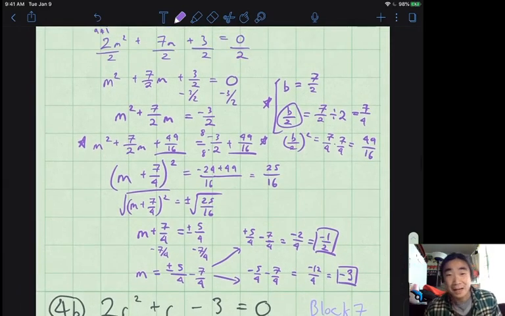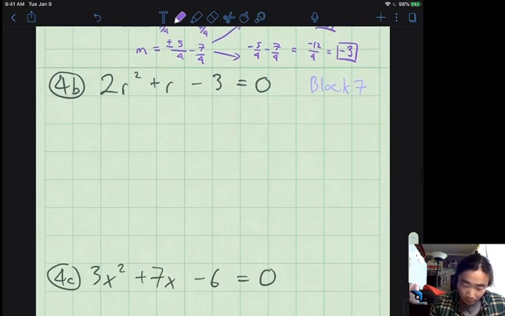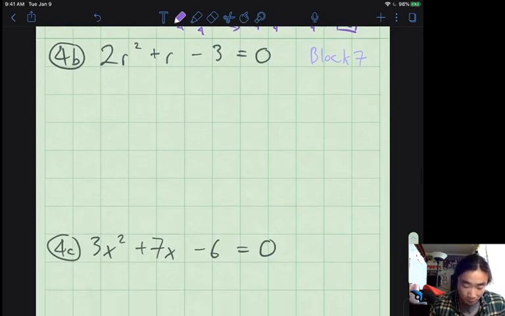So not having an a value equal to 1 gives you that much more work. See why I call this the hardest part of Algebra 1. Okay, 2 more examples. Here they are. Maybe you want to do 4C while I do the first one to get some practice. I'll talk through 4B.